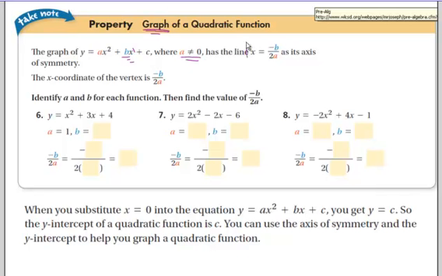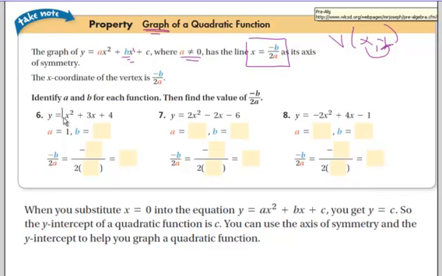What's really important today is we're going to find the x value of the vertex. Then when I plug that x back in, I'm going to get the y value. So I can actually find the entire vertex using this simple equation, negative b over 2a. So let's go ahead and practice that.